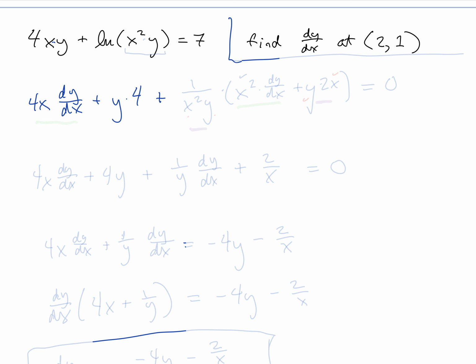plus derivative of natural log of x squared y. That's a chain rule where this is the inside function. So 1 over x squared y times the derivative of the inside. Again, I'm going to need a product rule for that inside. So it's the first times the derivative of the second, dy dx, plus the second, y, times the derivative of the first. Derivative of x squared with respect to x is just 2x. And that's all equal to derivative of 7 with respect to x is 0 because 7 is constant.